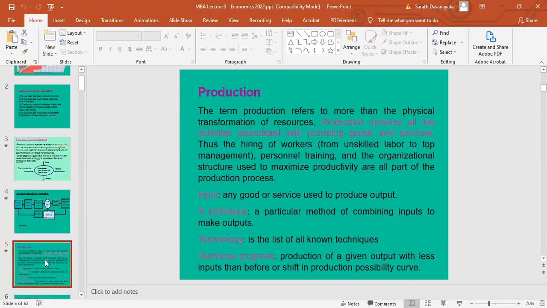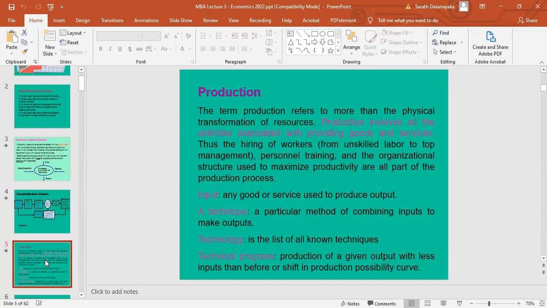Then you can see what production actually means. We have to give a definition for that. The term production refers to more than the physical transformation of resources. Production involves all the activities associated with providing goods and services. Thus, the hiring of workers from unskilled labor to top management, personnel training, and the organizational structure used to maximize productivity are all part of the production process.